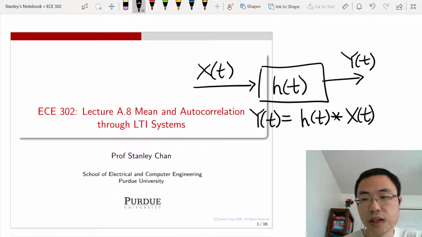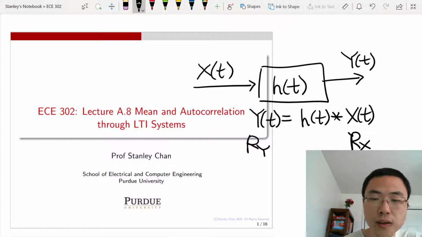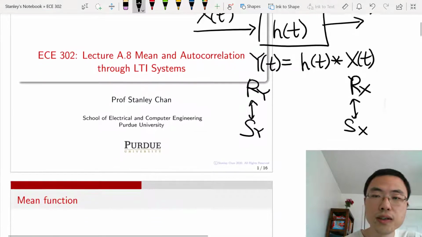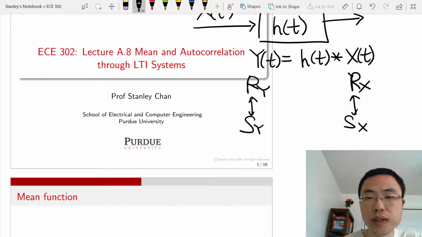What we will see is that as you send this random process x of t going through the impulse response, the output Ry and your Rx can be related through this impulse response. So we want to find out the exact relationship between the two. Furthermore, we want to take the Fourier transform of this autocorrelation function of Ry, and here we want to take the autocorrelation function of Rx to see what is the power spectral density of each.